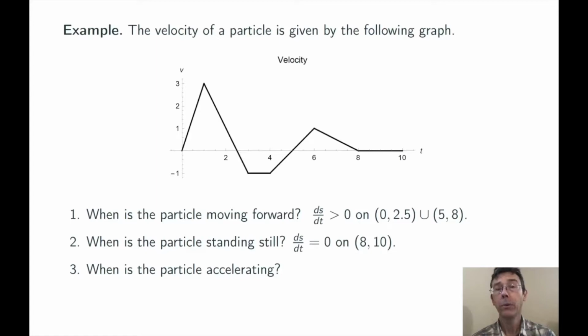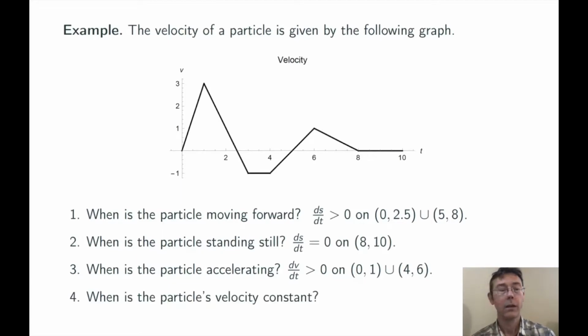Next, when is the particle accelerating? Now I'd like to know when velocity is increasing, that is, when dV/dt is greater than 0. So on the graph, I'm looking to see where the graph of the velocity has a positive slope. In this case, it's going to be from 0 to 1 and from 4 to 6. Finally, when is the particle's velocity constant? Now I'm asking, where is this graph horizontal? So that's going to be between 3 and 4 and between 8 and 10.